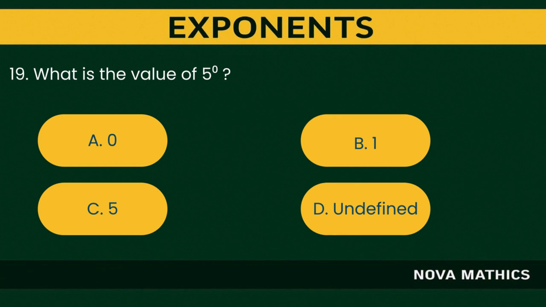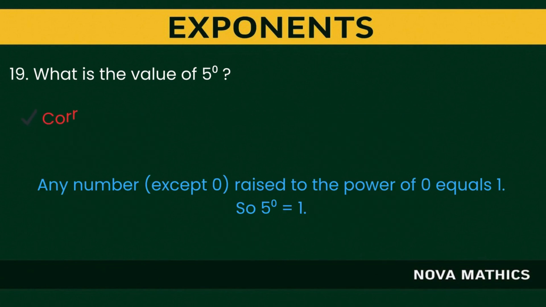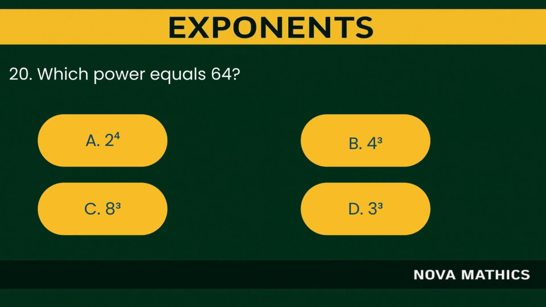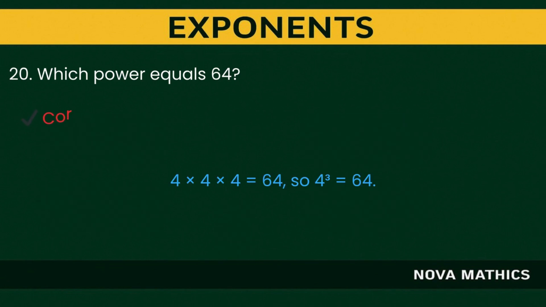19. What is the value of 5 to the power of 0? Correct answer is 1. 5 to the power of 0 is 1. That's a special math rule. 20. Which power equals 64? Correct answer is B. 4 to the power of 3 is 64.